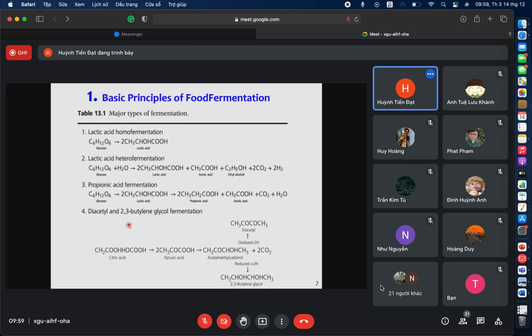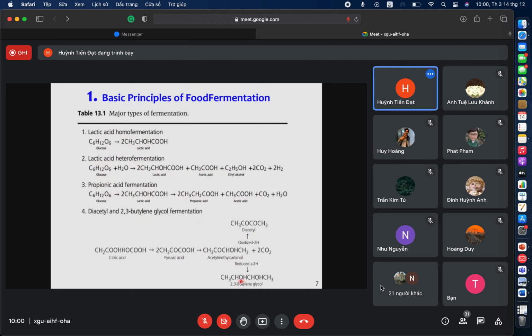Sometimes the activity of microorganisms leads to the formation of diacetyl, and some butylene glycol, which we call butanol. Take the fermentation example: the substrate citric acid can be converted to pyruvate, then acetal, and then they lead into acetyl methylcarbinol. Then they can lead to diacetyl or to 2,3 butylene glycol.